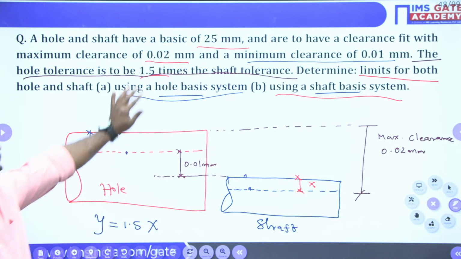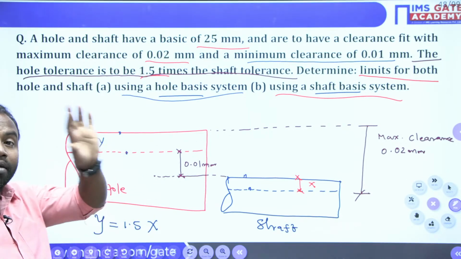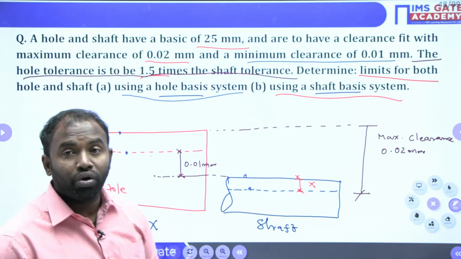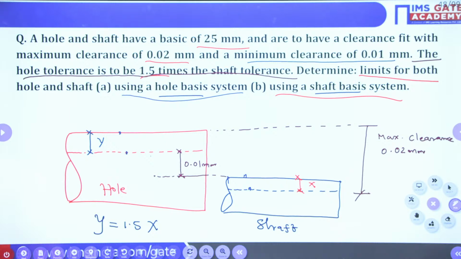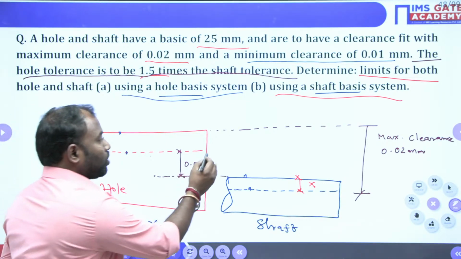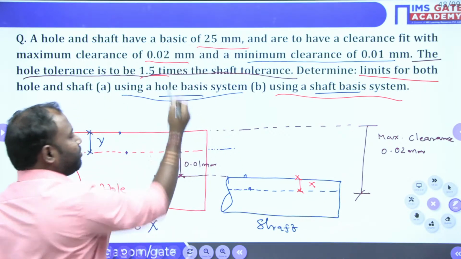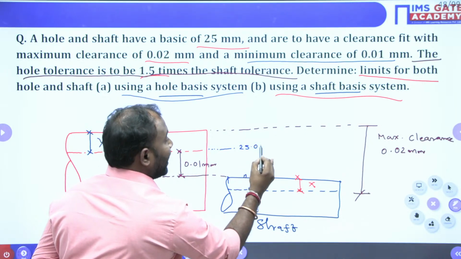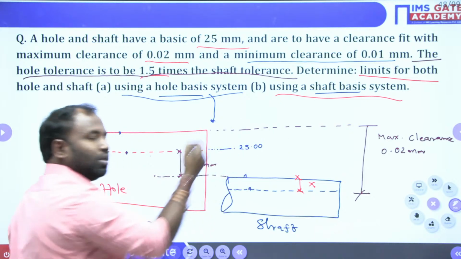Okay. So what is a hole based system? In hole based system, the lower limit of the hole is the basic size. That is, the lower deviation is 0. For hole based system, lower deviation is 0. Isn't it, guys? So lower limit of the hole is equal to basic size. What is the basic size? 25 mm. So this is 25 mm, for hole based system.